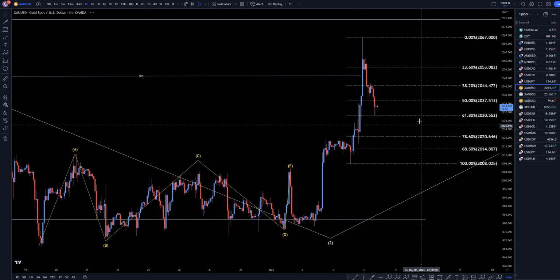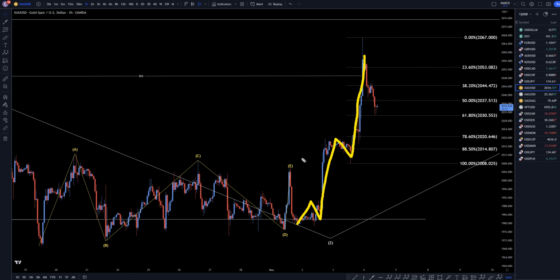Heading right down to the 1 hour time frame. On the 1 hour time frame, it definitely does kind of look like a 1, 2, 3, 4, 5 type thing here, but that last wave is way too stretched out to be a final wave, I believe.